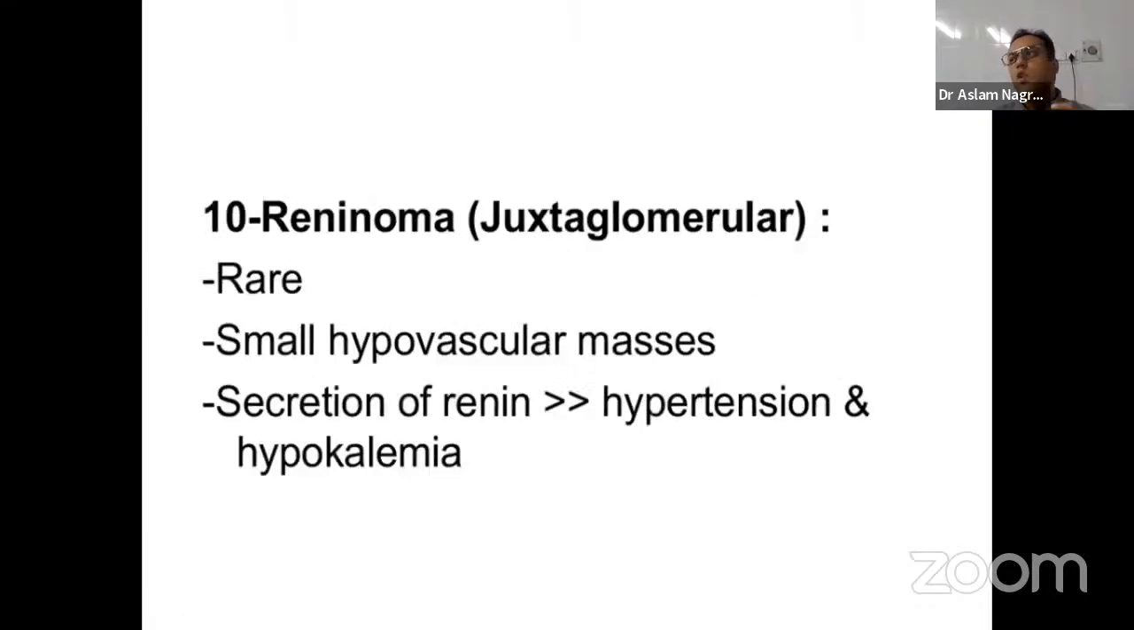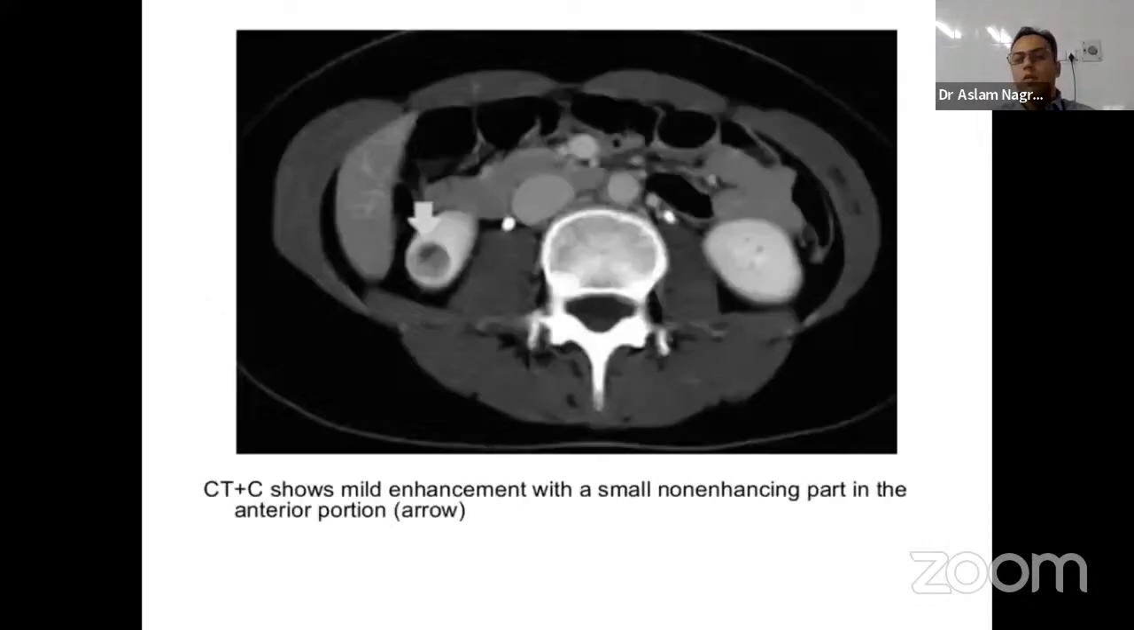Then adenoma. The most important feature of the adenoma is that it is juxtaglomerular. It is a small lesion, a hypovascular mass. When we talk about what could be a hypovascular mass, then adenoma can be a hypovascular mass.